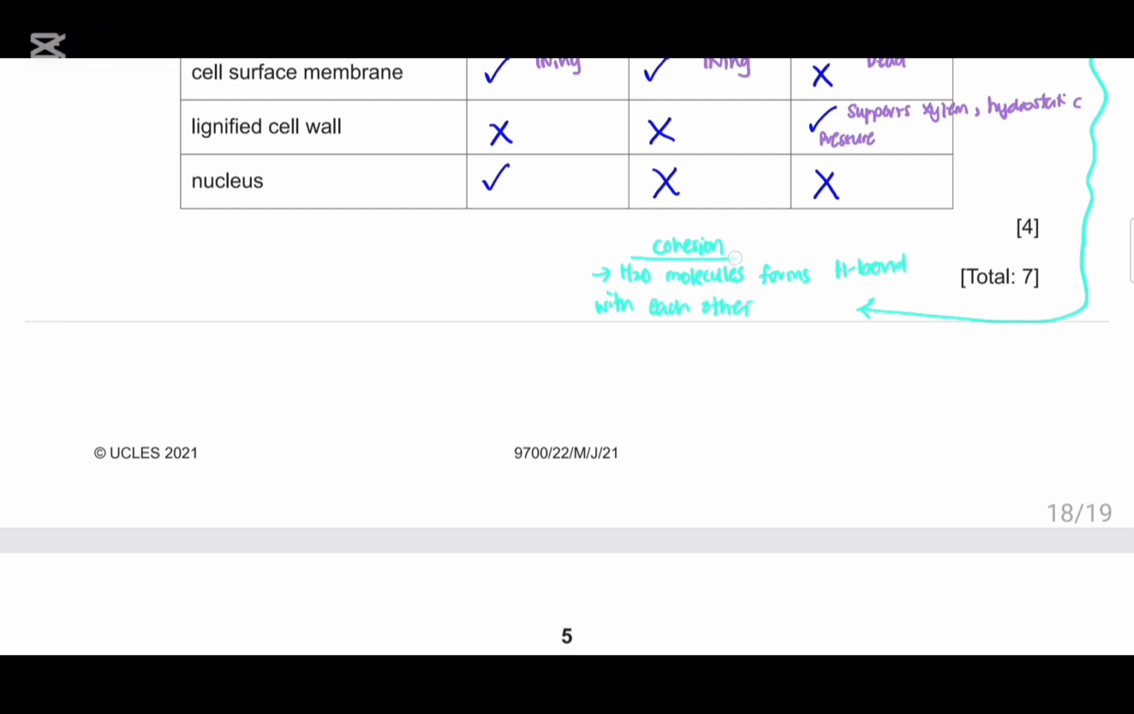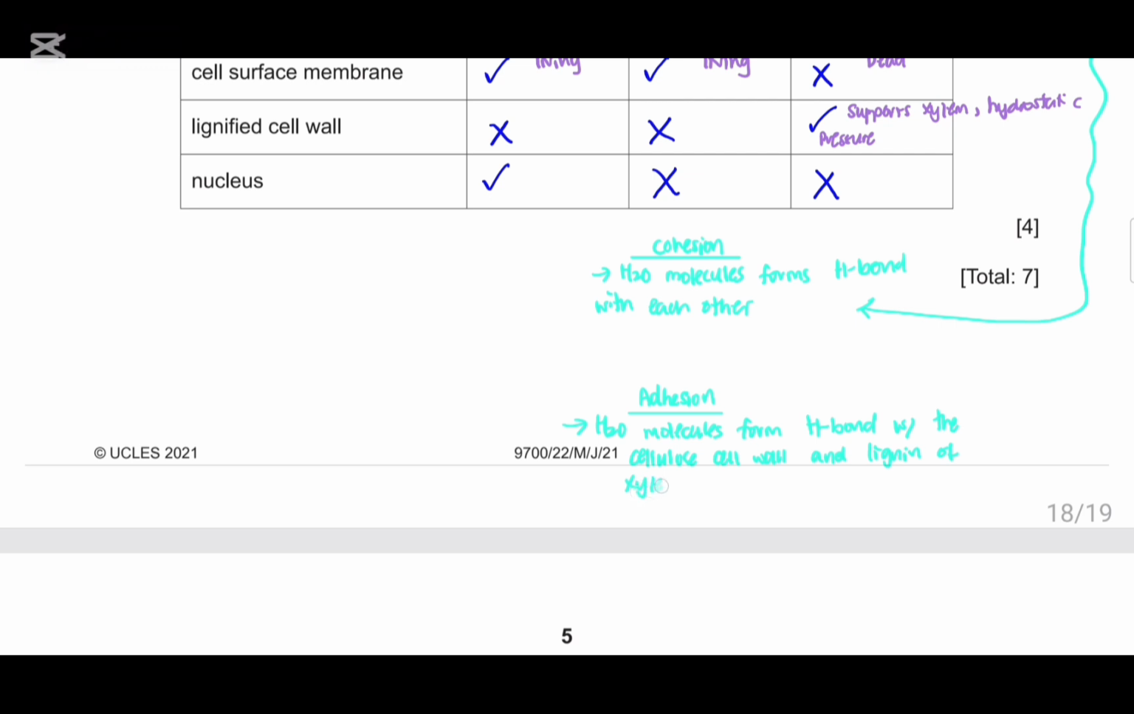That's cohesion. The next one is adhesion, whereby water molecules form hydrogen bonds with the cellulose cell wall and lignin of the xylem vessel.